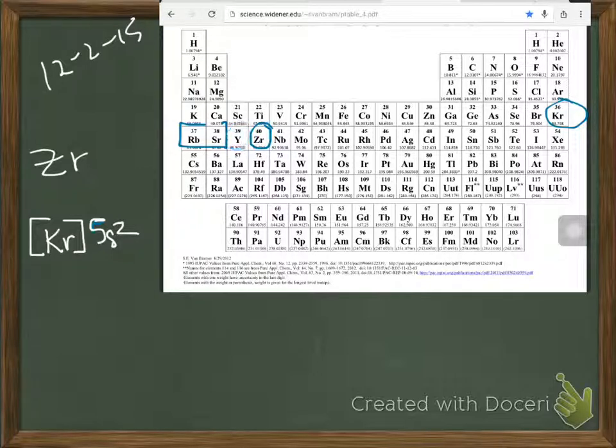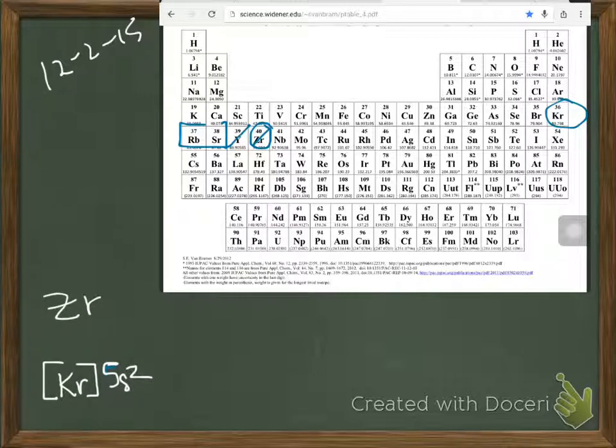3D2. Or I should not make those circles. 3D1, 3D2. I'm sorry, 4D. Jeez Louise. I need a full-time keeper. Okay. 4D2. Okay, because we know that the D's are filling 1 behind.